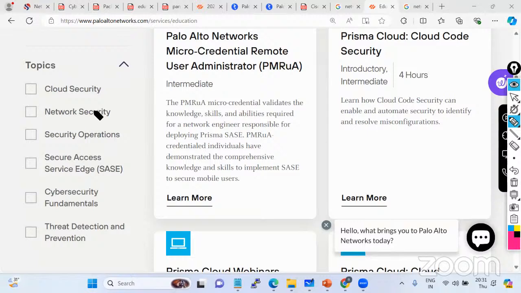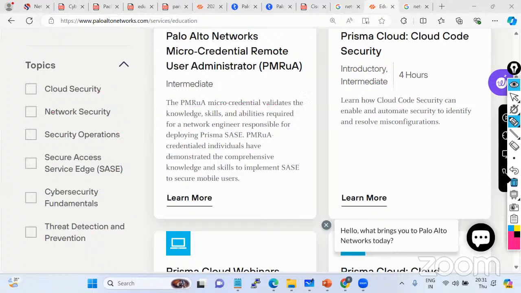And once you start, especially for Palo Alto, which course shall we start first? Shall we go directly with cloud security, network security, security operations, SASE, cybersecurity and threat detection? The answer is the first course should be network security. If you go with this course, only then is your career path going in the right direction. If you do not complete this, it is going to be very challenging for you.